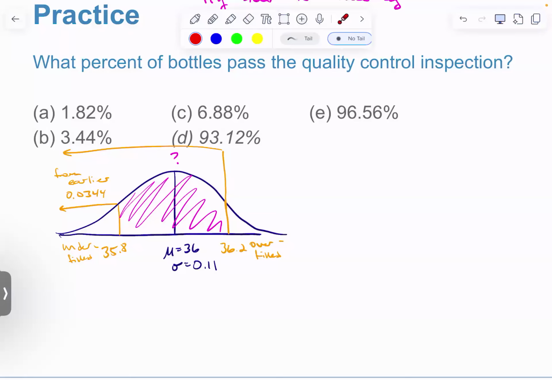Why do I like this method? Because the table only gives me the areas to the left. If I wanted the area to the right, it's not a big deal, but it's an extra step that you don't actually need to do. As long as you are okay thinking about them as little puzzle pieces, you can take away and you can add them up, and as long as they add to 1, you're good, then you'll be able to solve these problems.